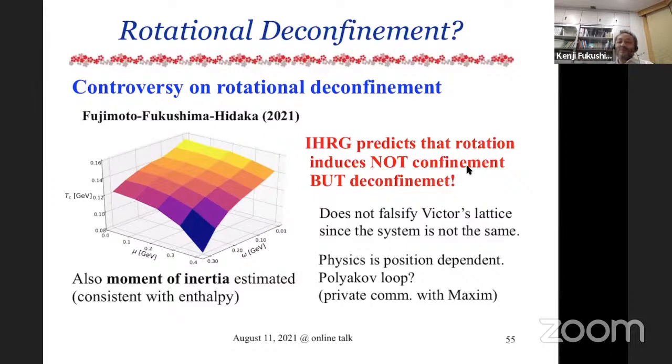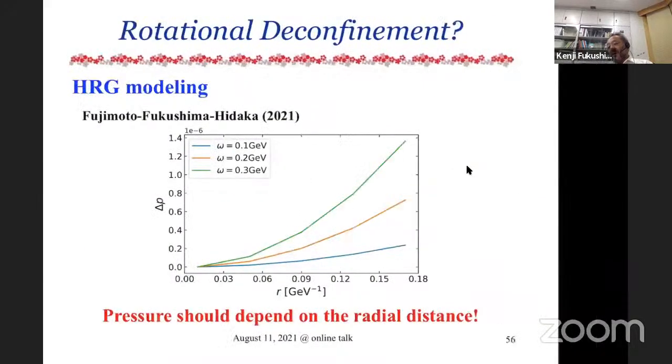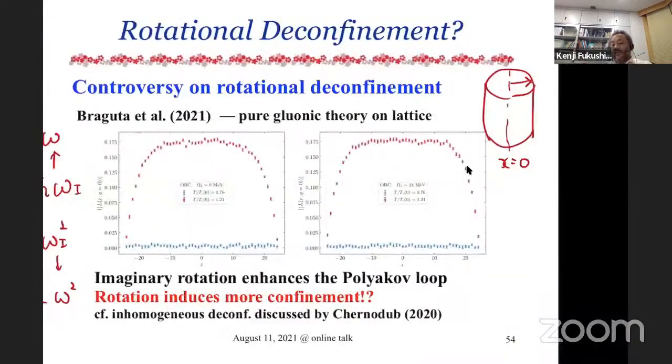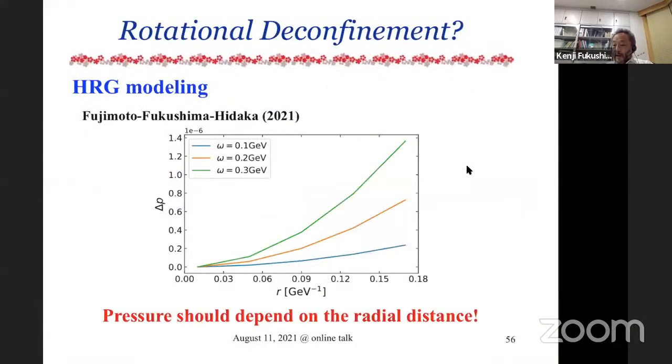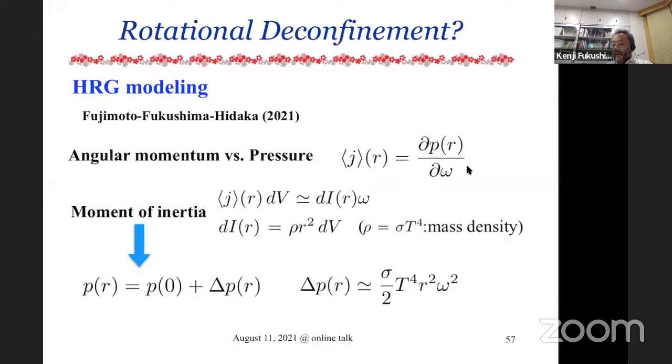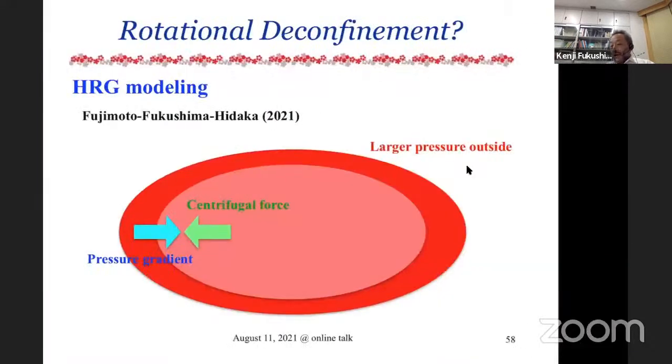And the lattice data is very strange because, in fact, from this simple calculation, you can see that the pressure is position dependent. You see the Polyakov loop is position dependent in this way. And this position dependence can be understood in the following way. Here is a schematic picture of rotating matter. Here is the center of the rotation, and this is rotating.